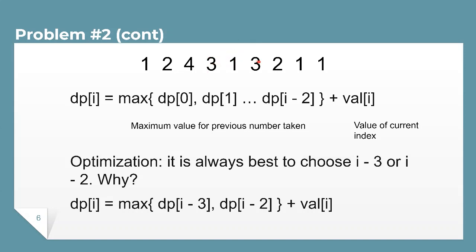Because of this, for every index I, we only need to check 2 values, I minus 2 and I minus 3. And so this turns an O of n transition into an O of 1. This means that originally we had to scan through all the elements from 0 to I, but now we only have to check I minus 2 or I minus 3, which is a constant value instead of dependent on the size of the array. And this will make your program, again, faster.